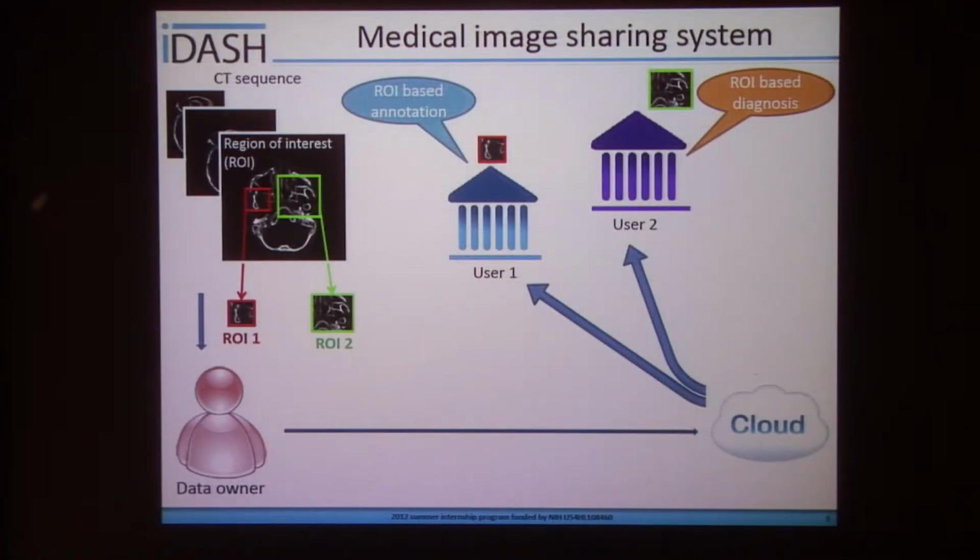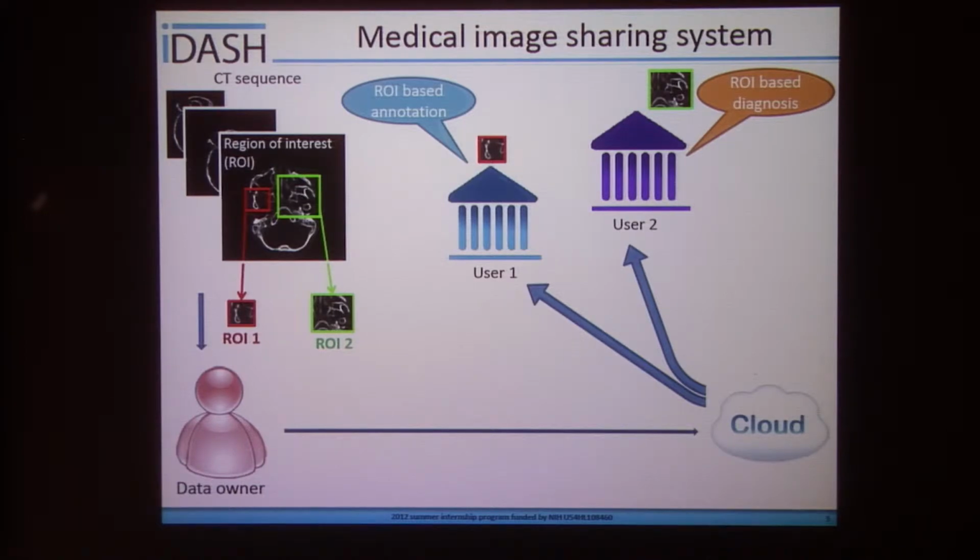Now let's consider a medical image sharing system, where a data owner has a bunch of CT sequences and would like to share with multiple users. And each user has a different region of interest. Here we call it ROI for short. For example, user 1 may prefer ROI1 for performing ROI-based annotation, whereas user 2 would like to choose ROI2 for research or diagnosis purposes. Please note that here, the data owner does not know the preference of each user beforehand, so cannot pre-assign the ROI before loading the data to the cloud.